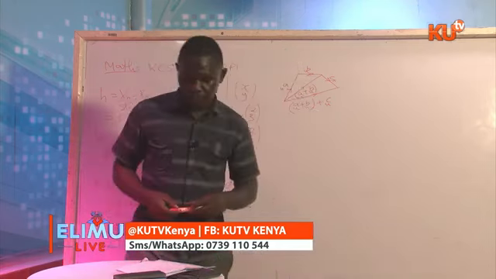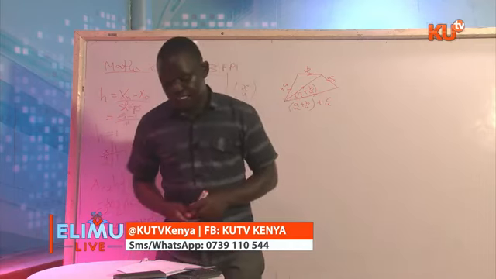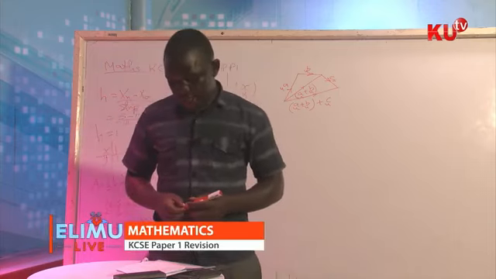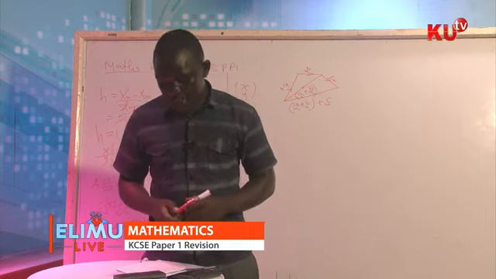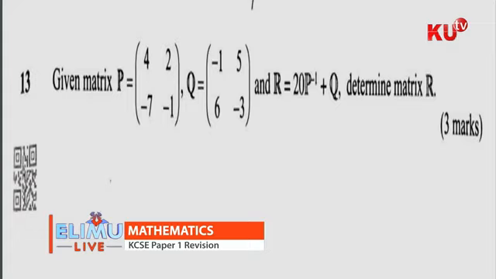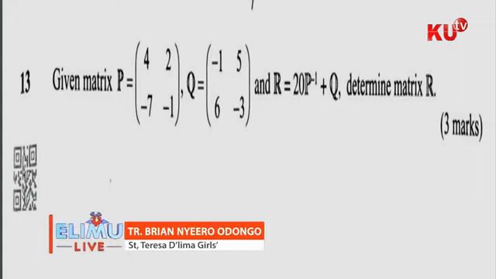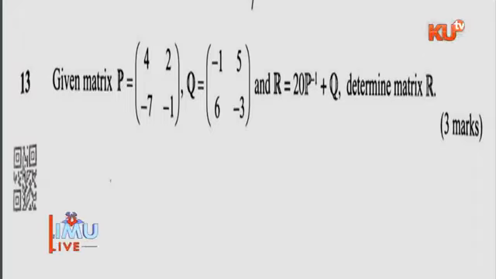Let's check on question number 13, dear students. Given that matrix P is 4, 2, -7, 1, and Q is -1, 6, 5, -3, and R equals this, determine matrix R. In order to determine matrix R, they say that R is given by 20 P inverse plus Q. First of all, you have your P, given as 4, 2, -7, 1.